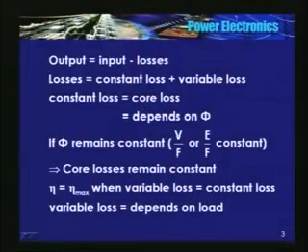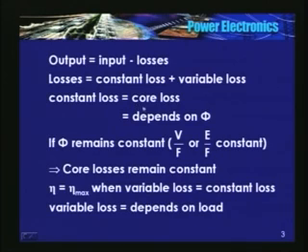What is another advantage? It is possible to operate the machine at maximum efficiency over a wide range. How is that possible? Let's see here. We all know that output is equal to input minus losses. Now what are the losses? There are two types. One is constant loss plus the variable loss.